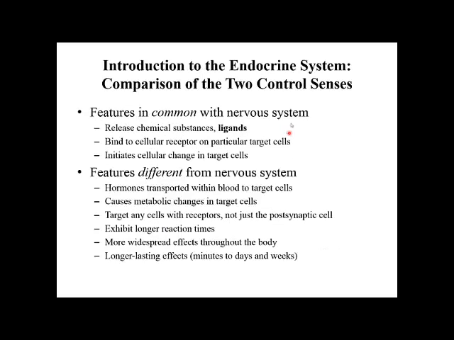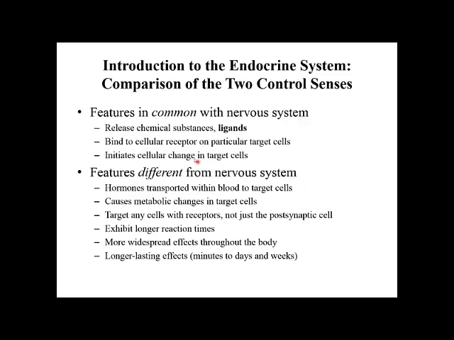Next quick topic. We're going to compare the endocrine system with the nervous system. Up here, features in common with the system. First, both systems release chemical substances. This is the fancy word ligand, and all it means is something that's going to bind to a receptor. It's used a lot in pharmacology. Next, of course, you've got to have the right receptor. And of course, we're going to institute some change.